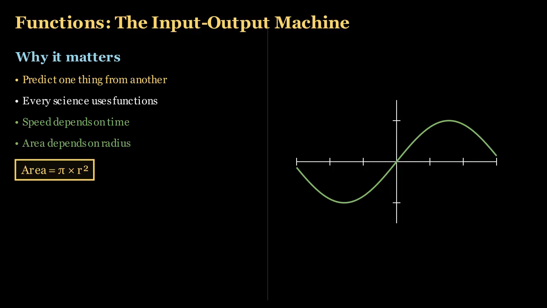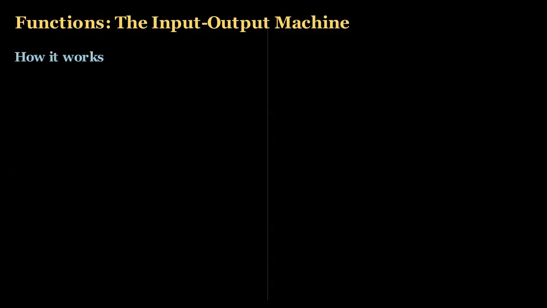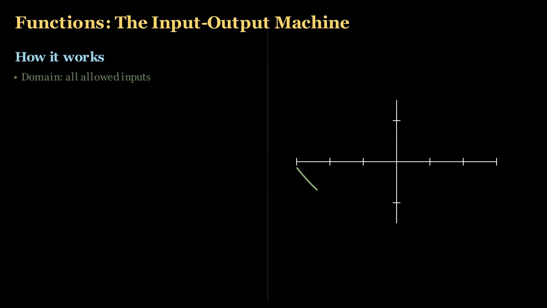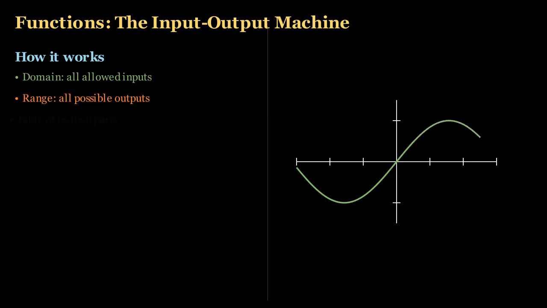Let's build the function f of x equals x squared from scratch. First, the domain. That's just a fancy word for all the numbers you're allowed to feed in. For x squared, you can square any real number, so the domain is all real numbers. Now the range, that's all the numbers that can come out. Squaring never gives a negative, so the range is 0 and all positive numbers.